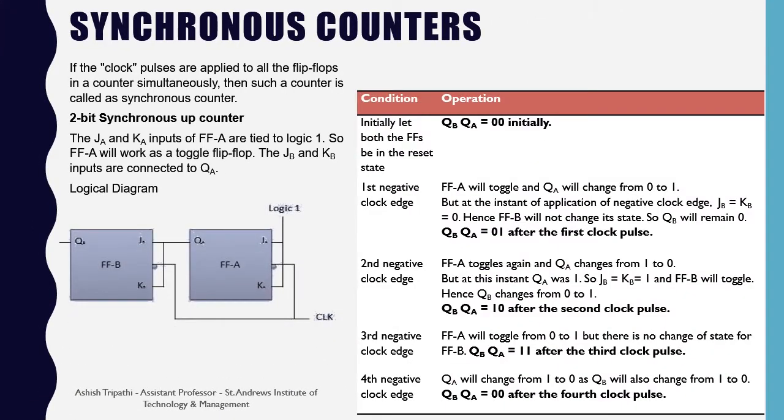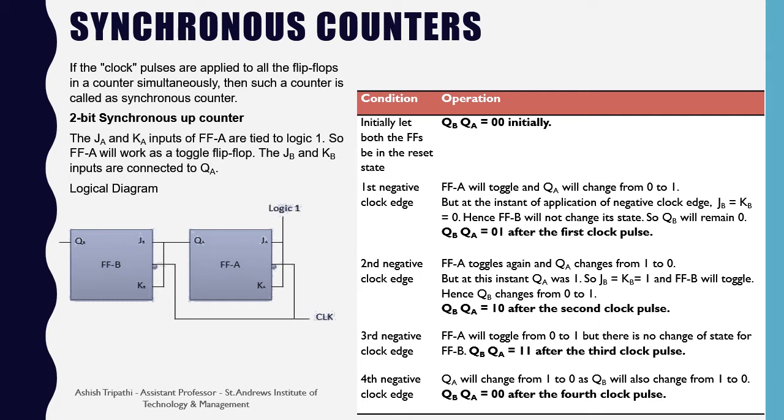Synchronous counter. If the clock pulses are applied to all the flip-flops in a counter simultaneously, then such a counter is called a synchronous counter. Here is an example of the 2-bit synchronous counter. We have used J and K flip-flops. Since it is a 2-bit synchronous counter, we are using two flip-flops, that is FFA and FFB.